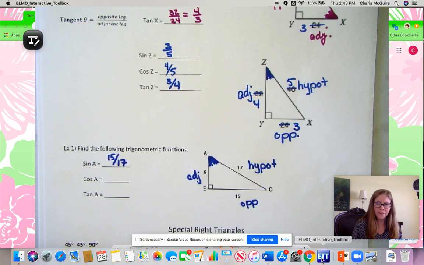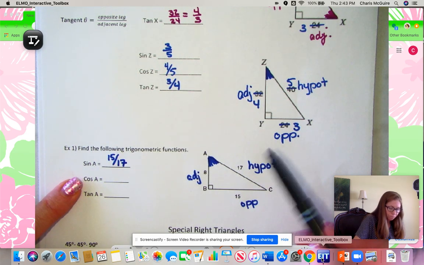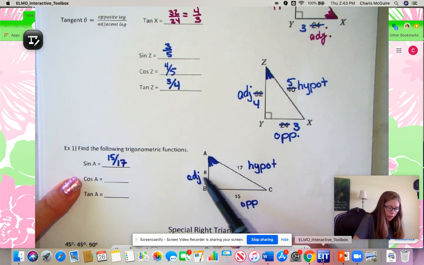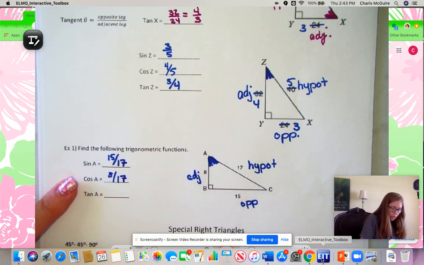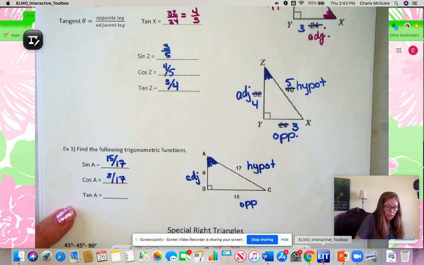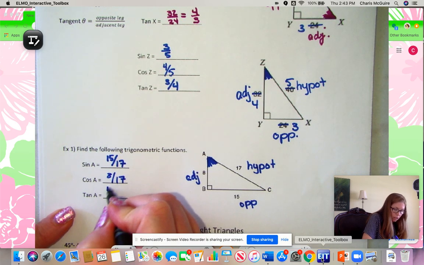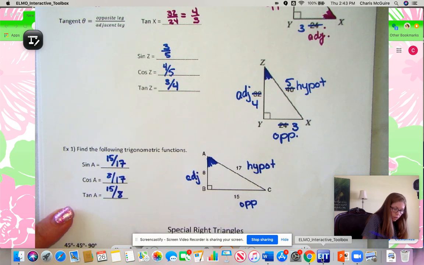No reducing on this one, right? This is already a nice little triple. Cosine is the adjacent side over the hypotenuse, so 8 over 17. And tangent is the opposite side over the adjacent, so 15 over 8.